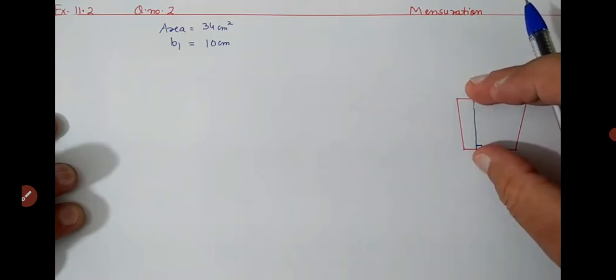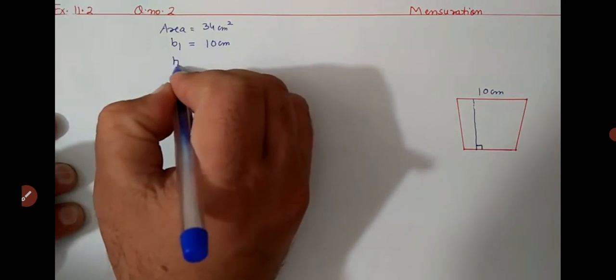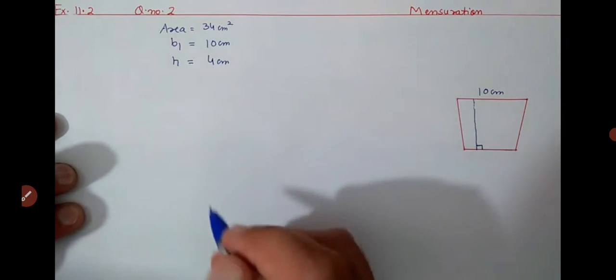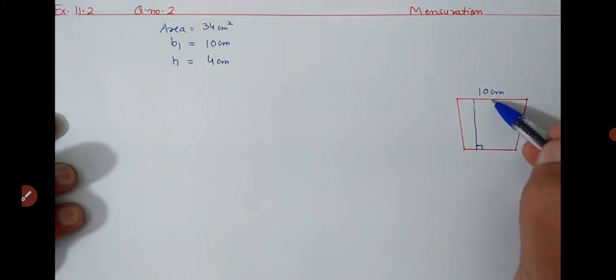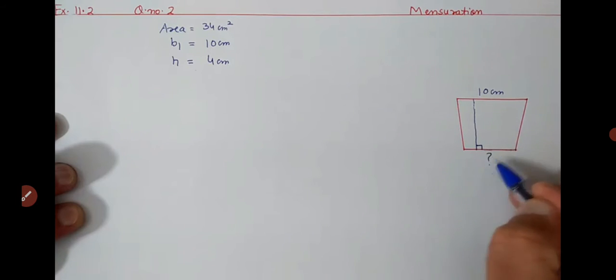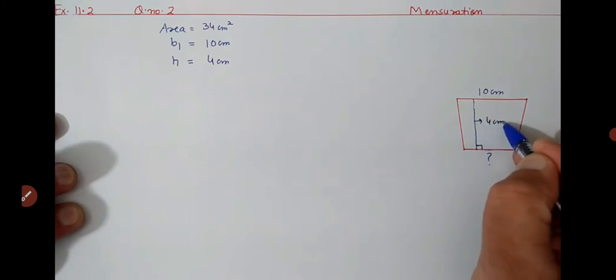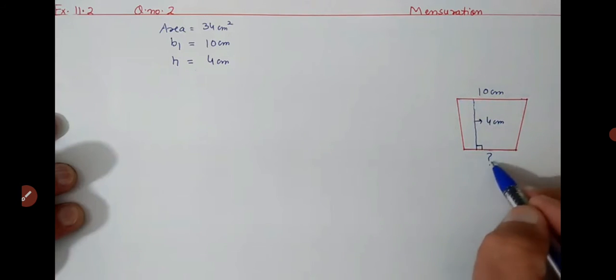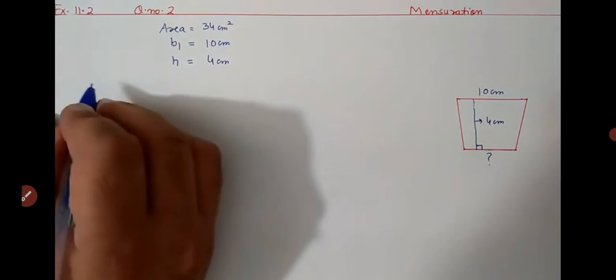Find the length of the other parallel side. So we have to find B2. We don't know what B2 is. Okay, understand? This is 4 centimeter, this is 10 centimeter, and the overall area of the trapezium is given.